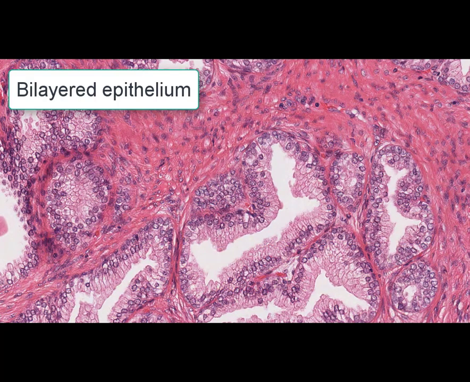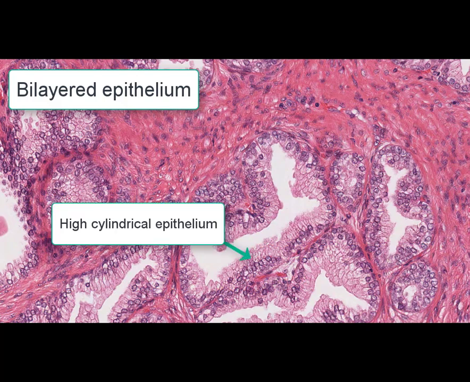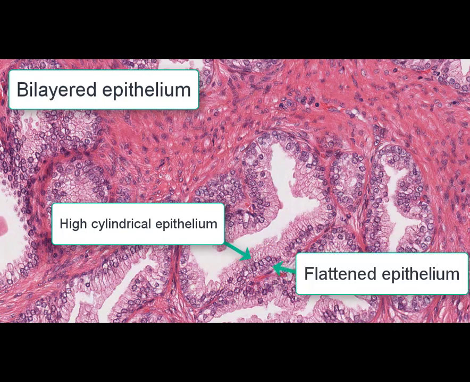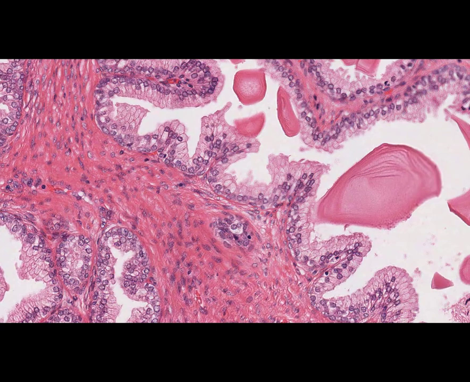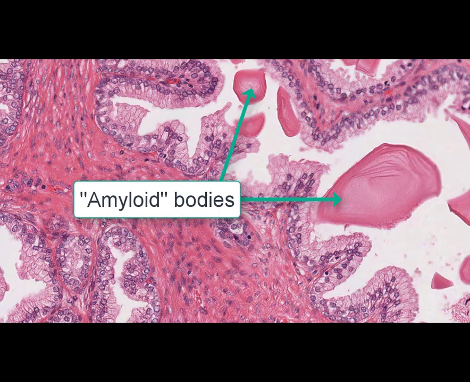glandular epithelium forms a double layer epithelium, which inner part is formed by the high columnar epithelium, and the outer layer is formed by the flattened epithelial cells. Lumen of the glands often contains the so-called amyloid bodies, which are mostly formed by hyaline protein and the squamous epithelial cells, so amyloid bodies are not related to amyloidosis despite such name.